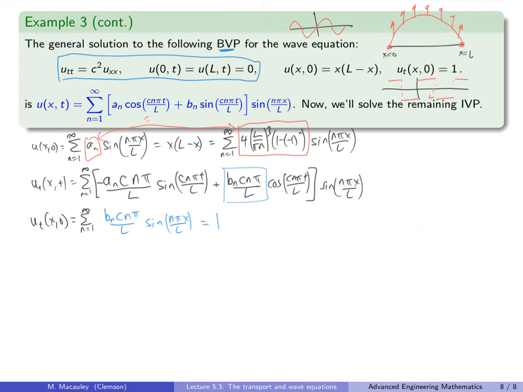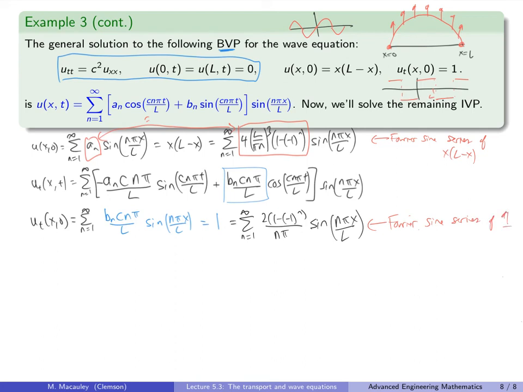But what this ends up being is the sum from n equals 1 to infinity of 2 times (1 minus (negative 1) to the n) over (n pi) times sine of n pi x over L. Okay, so just to remind you, this thing here is the Fourier sine series of x(L minus x), and this here is the Fourier sine series of 1.